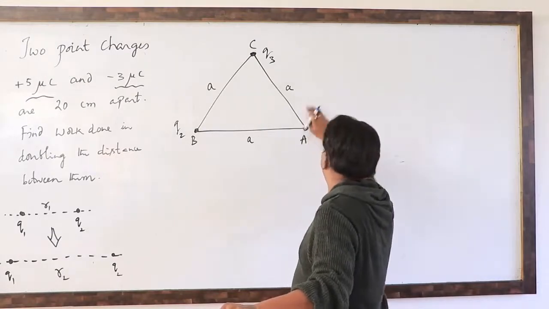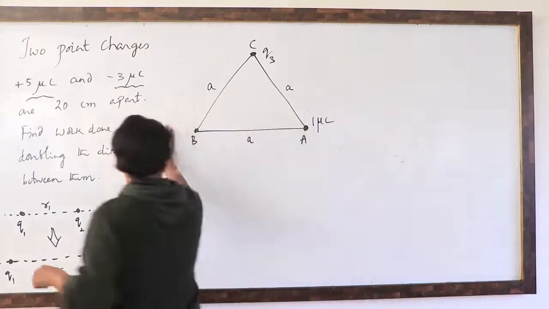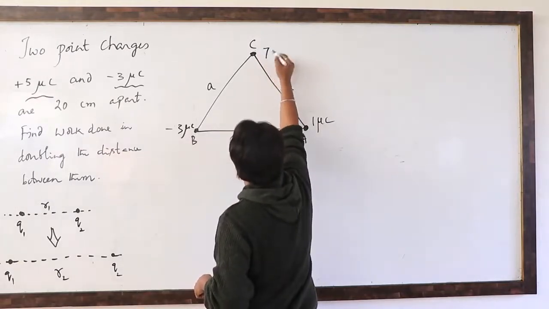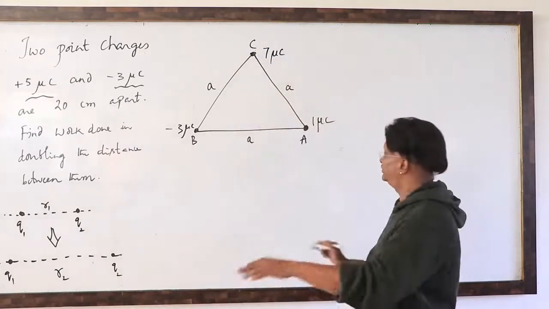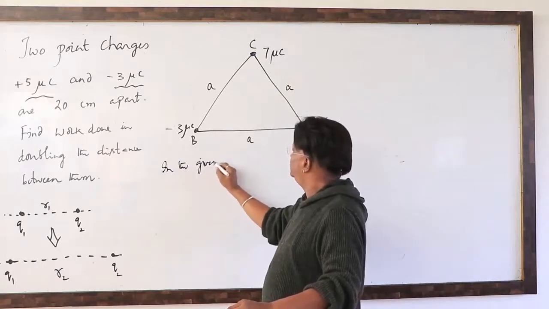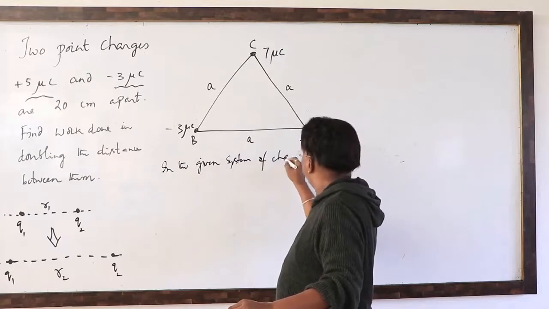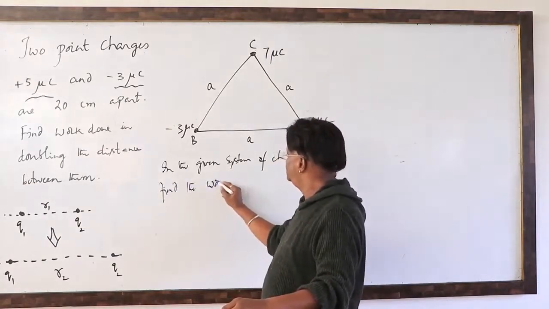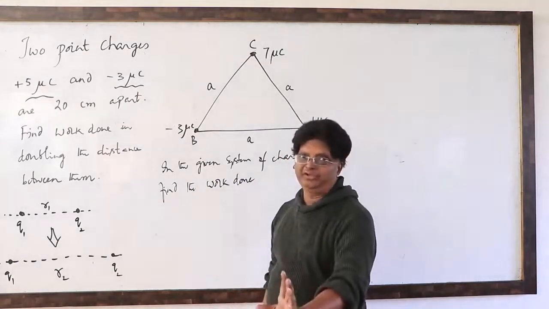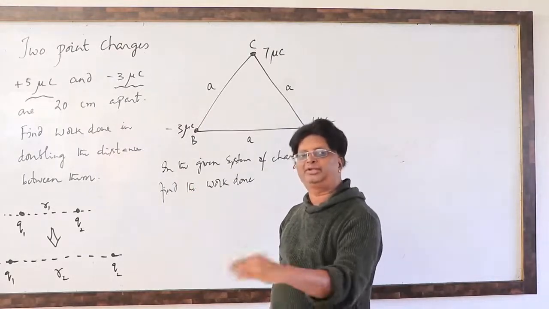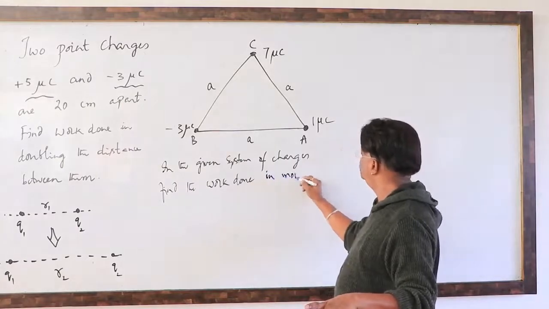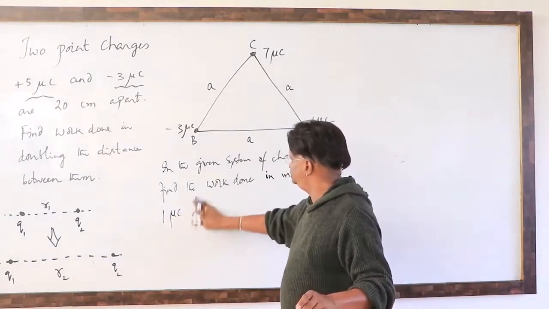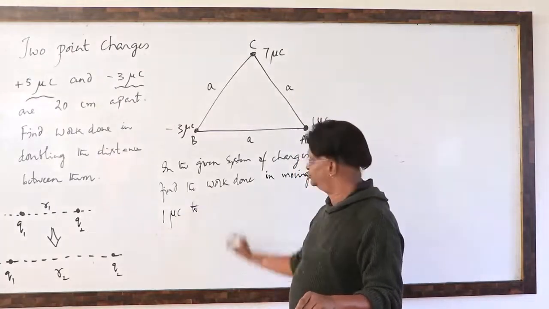Okay, let me do at least this for the sake of it. This is 1 microcoulomb, this one is minus 3 microcoulomb, and this one is some positive, I will say 7 microcoulomb. This is the system of charges. Now the question is that in the given system of charges, I am telling you, find the work done. Earlier it was a change in distance, right? Now I am changing it another way. Find the work done in moving, in displacing 1 microcoulomb to infinity. Work done in moving 1 microcoulomb to infinity.